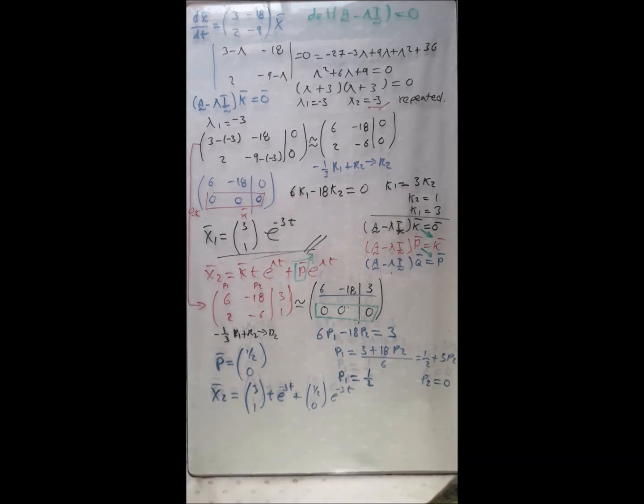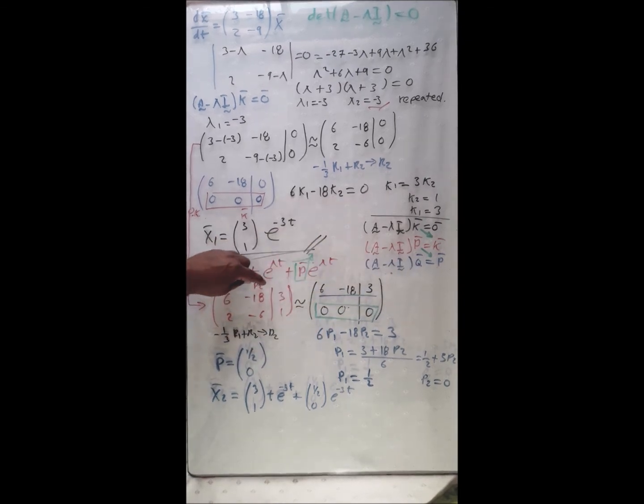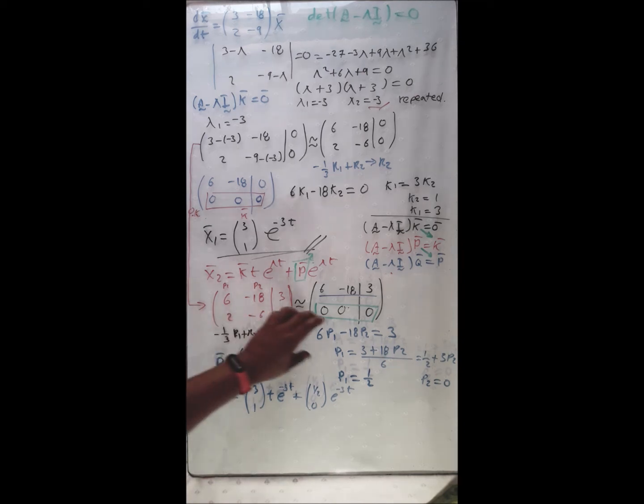And that's it, engineers. This is the procedure to find the second solution. If you happen to have, again, 3 by 3 and you have 3 repeated roots, this will be the process. But for the q vector, what you have to interchange here is 1/2 and 0, and the same operations apply. But this is 2 by 2, just an example.